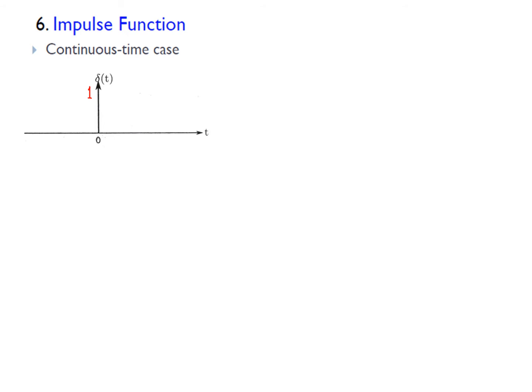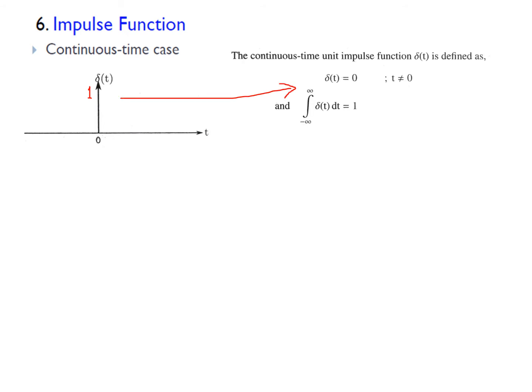Now how to define this signal mathematically? That is what you are going to see in the next discussion. How to mathematically describe this phenomenon? The continuous time unit impulse function delta t is defined as delta t is equal to 0 for all values of t other than 0. That is, for t not equal to 0, delta t is equal to 0, and also if you integrate the delta function, its value is 1.